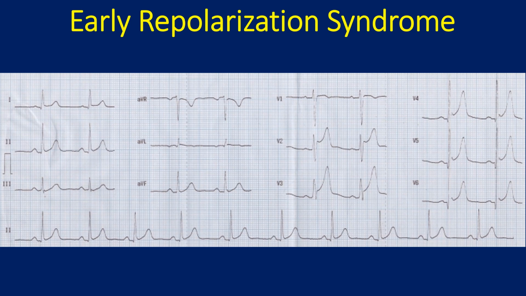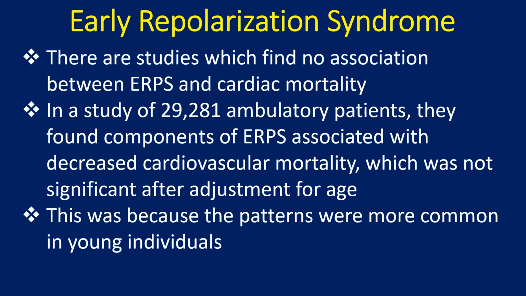Potassium administration may also abolish the change, but these methods are not to be adopted in a person with suspected acute coronary syndrome. There are studies which find no association between ERPS and cardiac mortality. In a study of 29,281 ambulatory patients, they found components of ERPS associated with decreased cardiovascular mortality, which was not significant after adjustment for age. This was because the patterns were more common in young individuals.